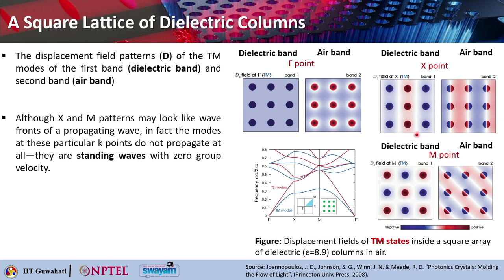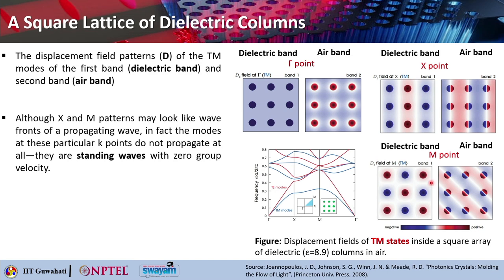Clear? So here you can see all blue, that means negative values of Dz. Then you have all red, that means positive values of Dz, and then again negative. Then here it alternates, it's positive, negative, and then again it flips, negative, positive, and so on. Now if you consider the M point, the sign of the field alternates in every unit cell. It's not like here, where at least column-wise they are the same. Here, for every alternate cell it is changing.